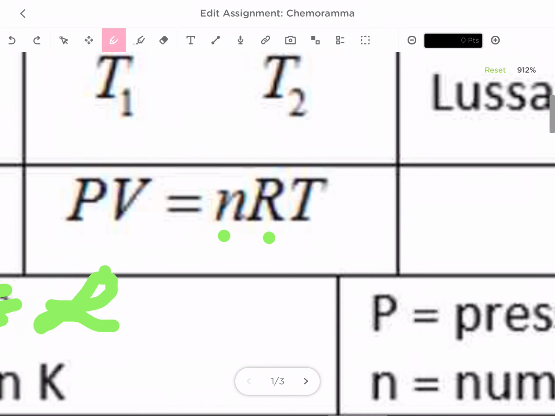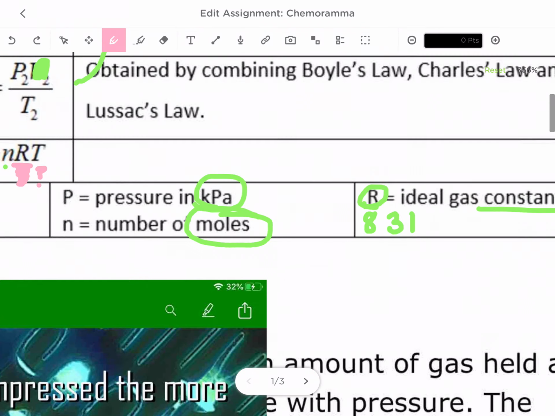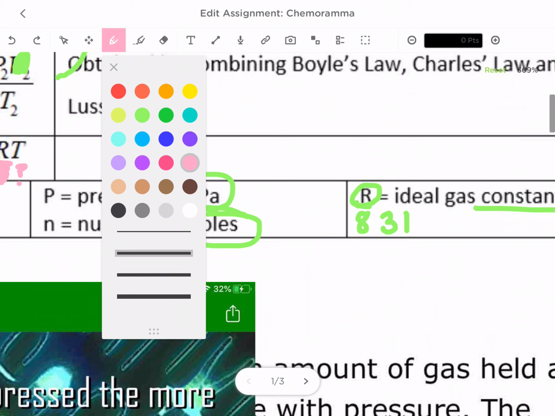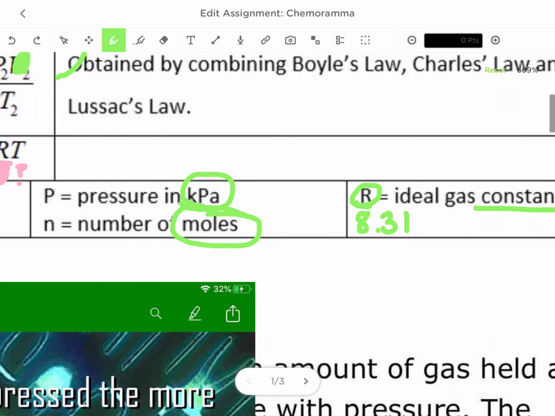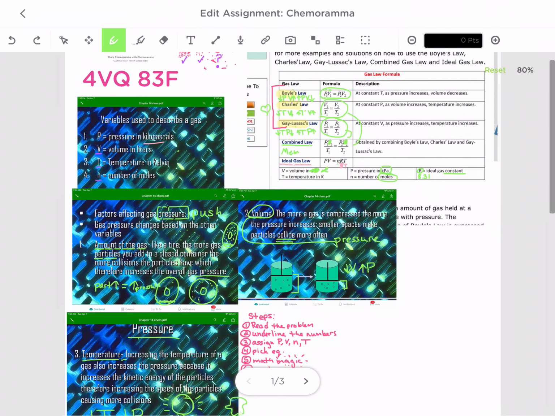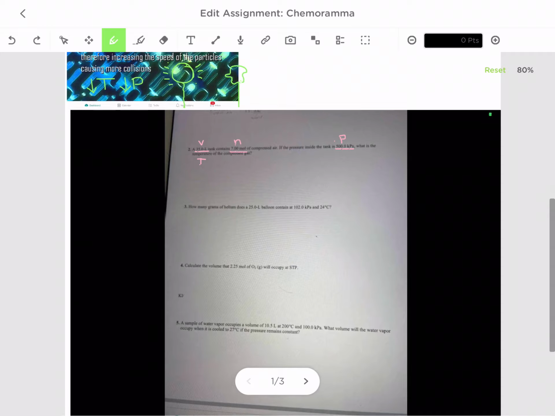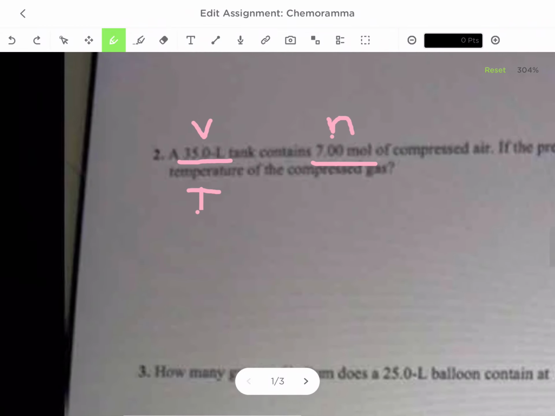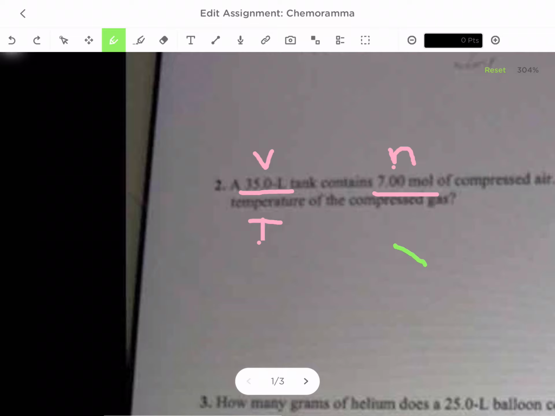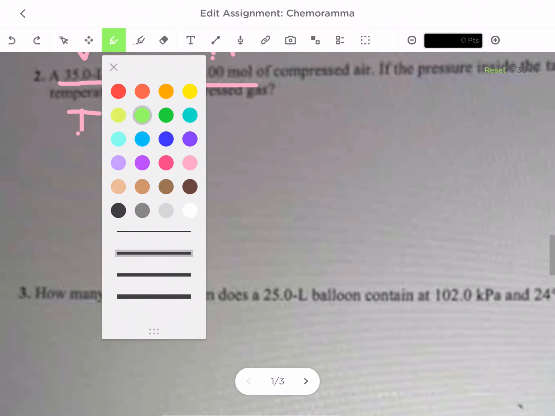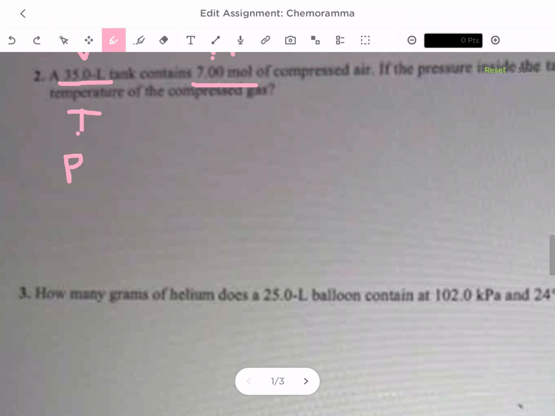But some of you are saying, Mrs. Donnell, it has an R in it too. What is that? But remember, R is a constant. It is constantly 8.31, so I have the value for that. So I'm going to use the equation PV equals nRT. Okay, so I'm going to use PV equals nRT to solve this problem.